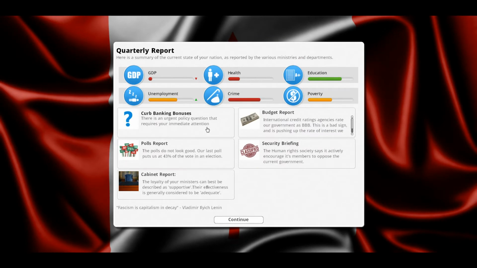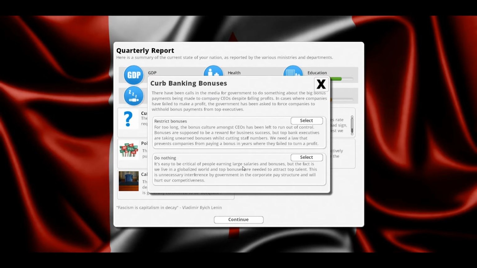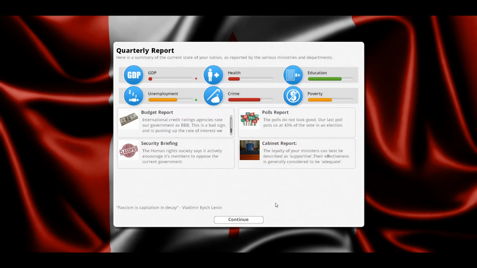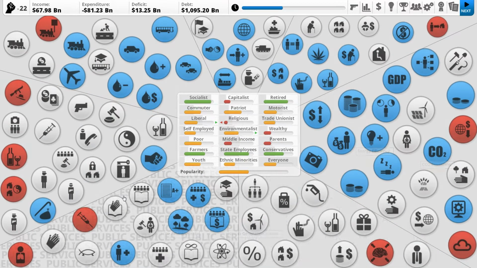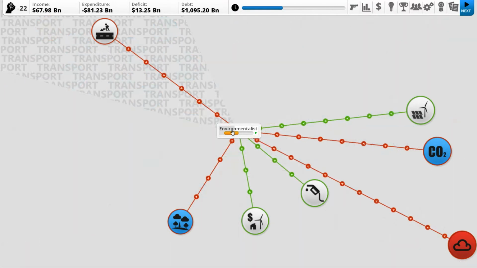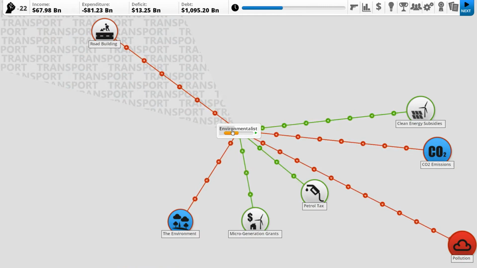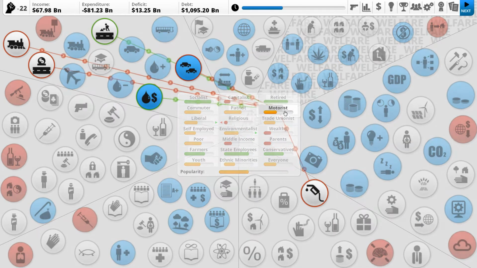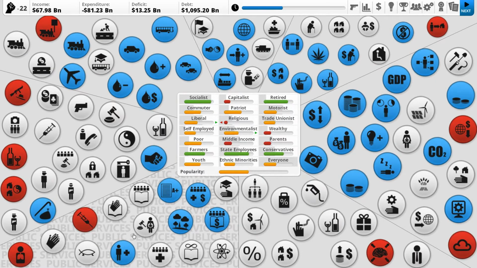Okay, unemployment is up, the GDP is down, and for some reason we still got 43% of the vote, so whatever works. Curb banking bonuses. Probably a good idea for the middle income. Ooh, the environmentalists went up. Liberals are going up. That's good. That's what we were hoping for.